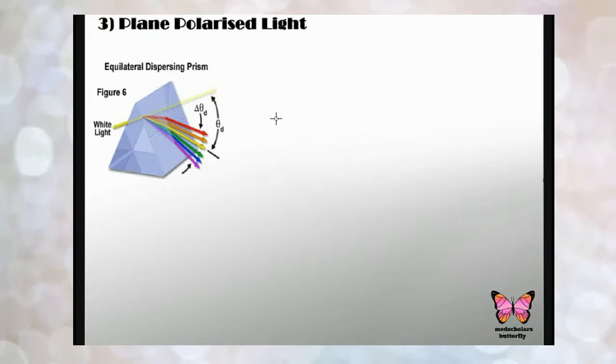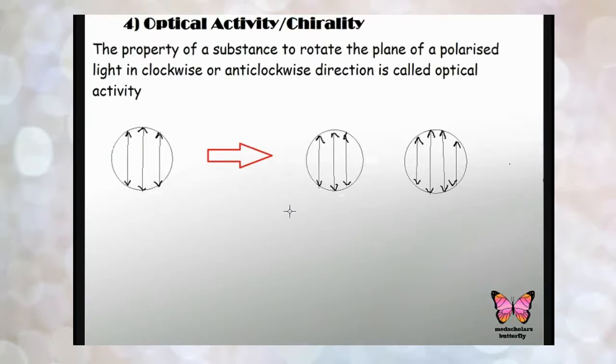Plane polarized light. It is the light which is ejected out of a Nicol prism, where the light emerging is vibrating in only one plane. Such a wave of light vibrating in only one plane is known as plane polarized light. Optical activity or chirality.